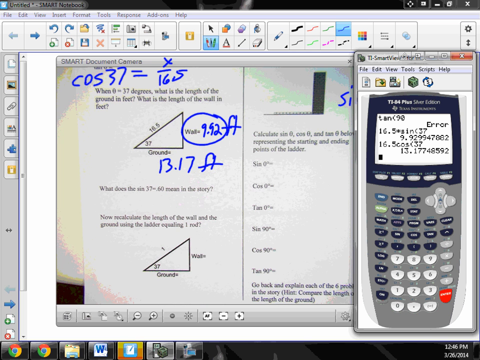As long as you don't round the decimals, it's not going to matter which way you do it, no matter how you calculate it. If you plug 9.92 into the Pythagorean theorem, your answer is going to be a little bit off. That's true.